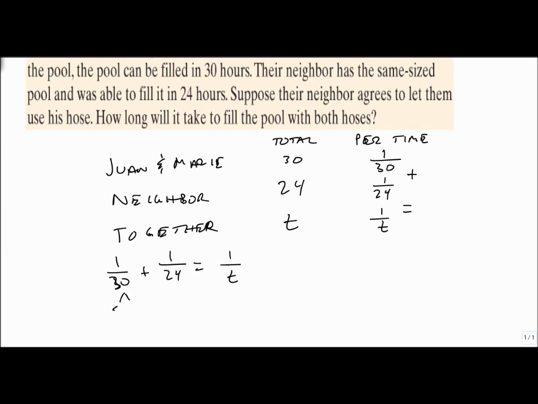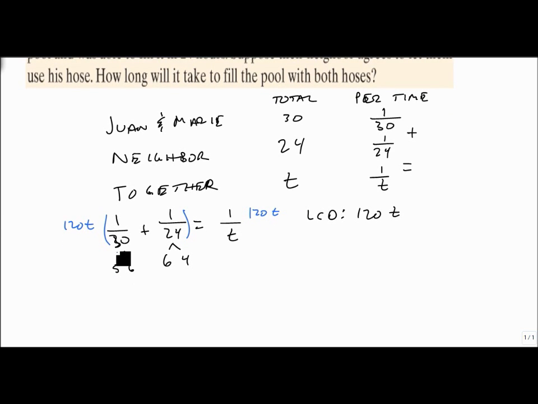And our LCD: 30 is 5 and 6, 24 is 6 and 4, and T is just T. So our LCD is going to be 5 times 4 times 6, or 20 times 6, or 120T. Multiply both sides by 120T, and we get 120 divided by 30 is 4T, plus 120 divided by 24 is 5T, equals 120. 9T equals 120, so T equals 120 over 9. And we can take a 3 out of that, and it's 40 over 3.